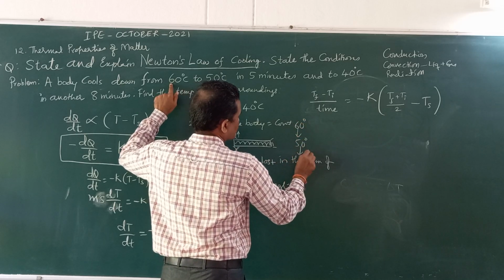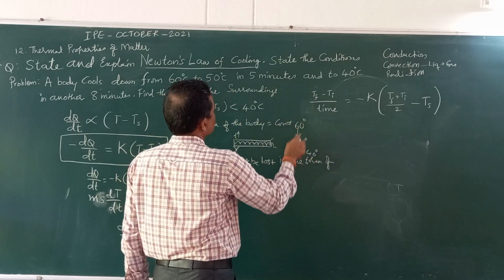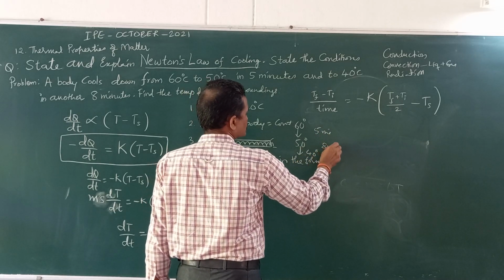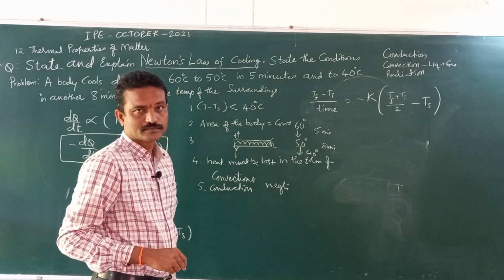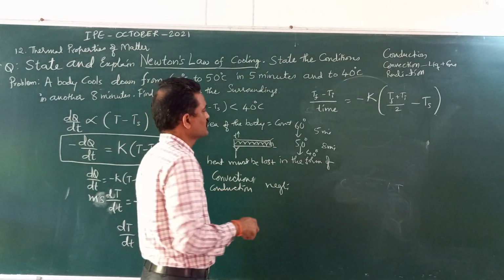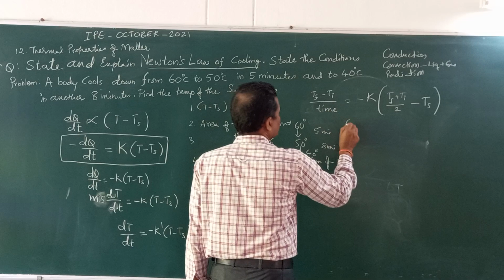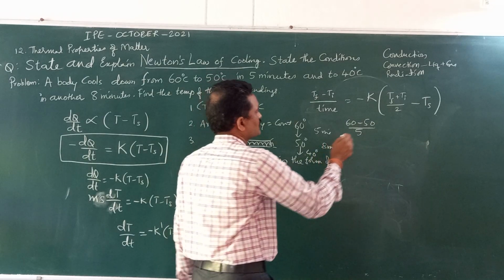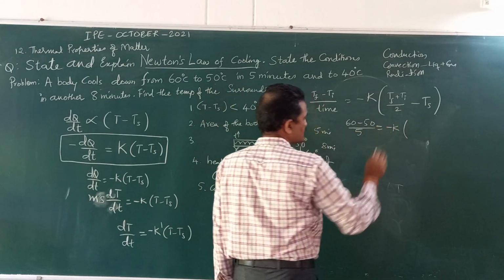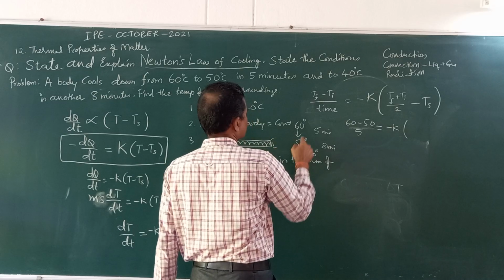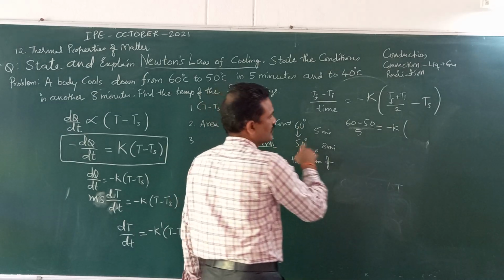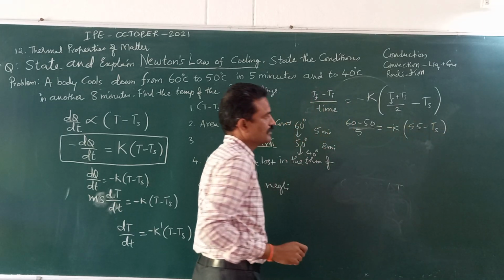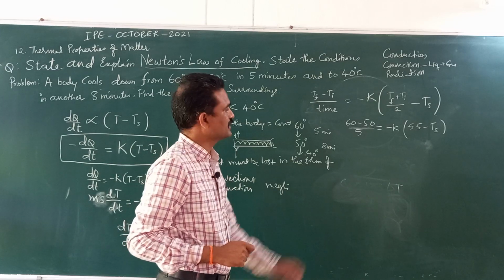Now, the object is initially at 60 degrees, then it cooled down to 50 degrees, next it cooled down to 40 degrees. The time taken for this process is 5 minutes and for this process is 8 minutes. So, there are 2 conditions, you will get 2 equations. So, for the first one, 60 minus 50, time is 5 minutes, no need to convert it into seconds, is equal to minus k, keep k as it is. So, Tf plus Ti by 2, that is 60 plus 50 is 110, 110 by 2 is 55 minus Ts. This is unknown, that we have to find out. We have to determine the value of Ts.